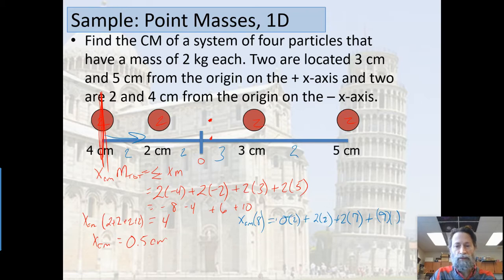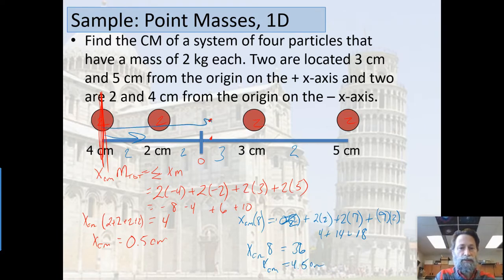again, which is 8. So this will be canceled out. This is going to be 4 plus 14 plus 2 times 9 is 18. So this will be 32, 36. 36 equals 8 xcm. And when I do that, 36 divided by 8 is going to give me an xcm of 4.5 centimeters. And notice that that value is still 4.5 centimeters. So whenever we do this, our answer is going to be in reference to wherever we put the 0 line.